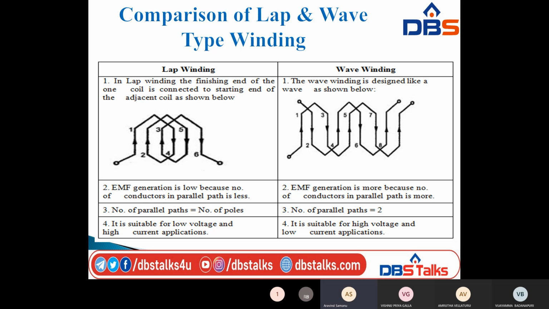Okay. And the third one is, in the lap winding, the number of parallel paths is equal to the number of poles. In the wave winding, the number of parallel paths is equal to 2.